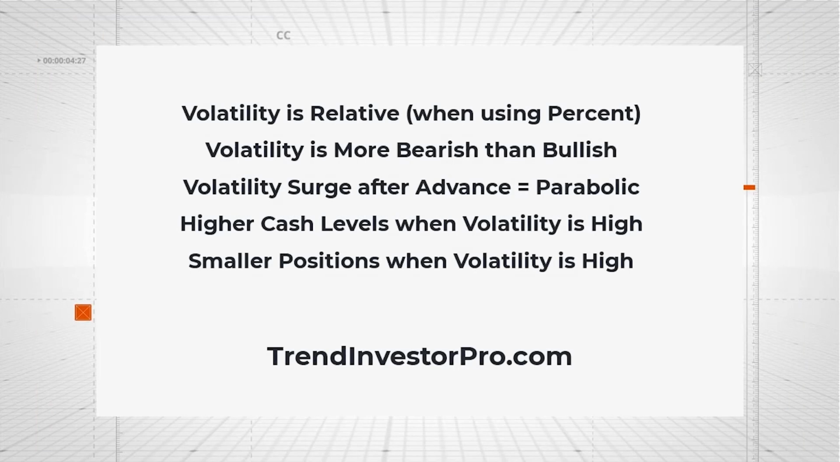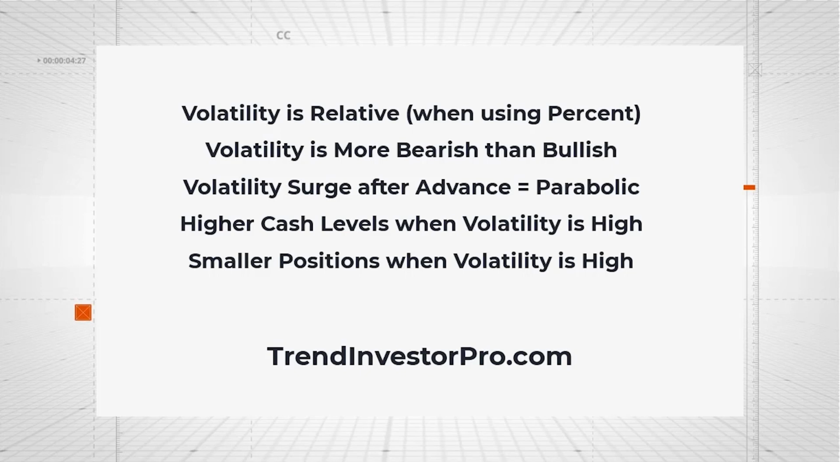So before we look at gold, a couple of points to keep in mind with volatility. Volatility is relative, so what may be extreme volatility for SPY is not necessarily going to be extreme volatility for DBE, the energy ETF. In general, volatility is more negative than positive, more bearish than bullish, and that volatility surge after an advance, if you're in an uptrend and you're at a 52-week high, and then you get this surge in volatility as you advance, you've got to be careful because that means you're going parabolic.